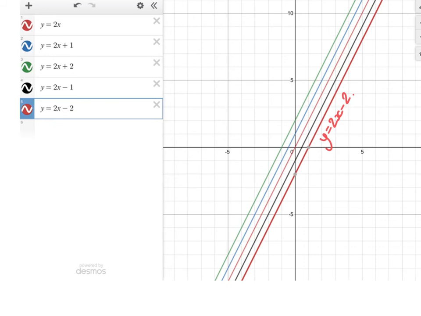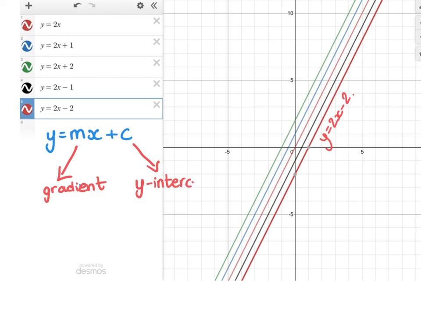Now this gives us a general equation that's called y equals mx plus c. Now we already know that m stands for the gradient, but c is something new. C is where it crosses the y-axis. Now the proper name for c, we call it the y-intercept. Now when we write down our gradient, we write down m equals 2.